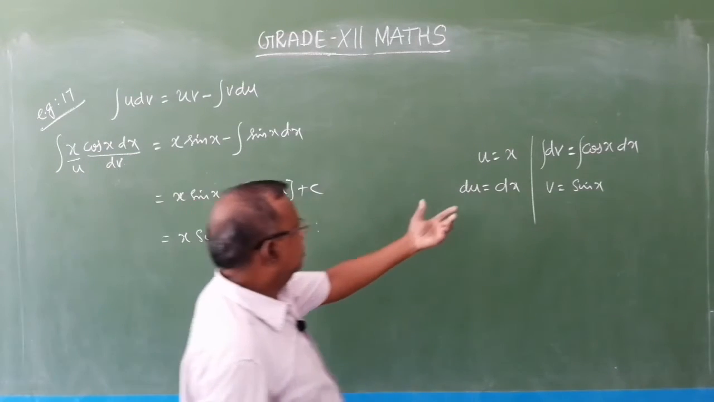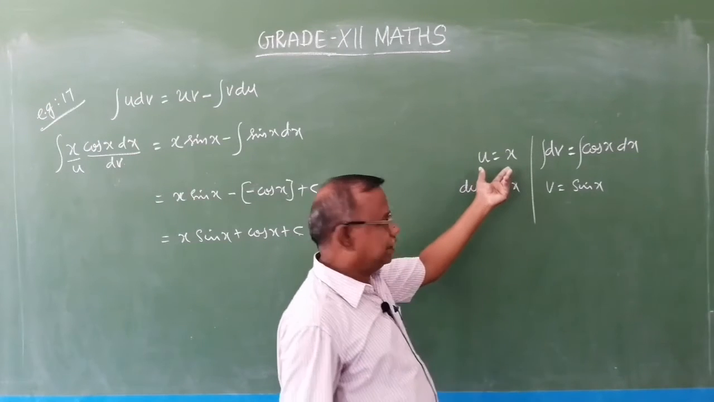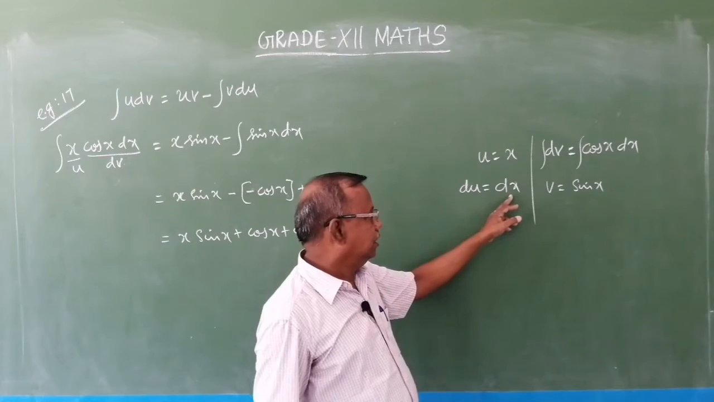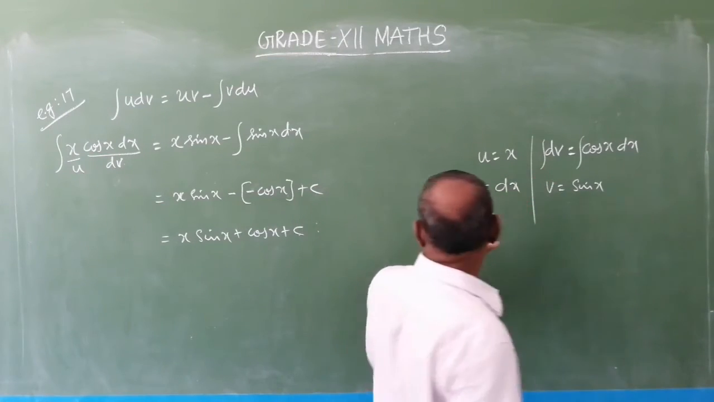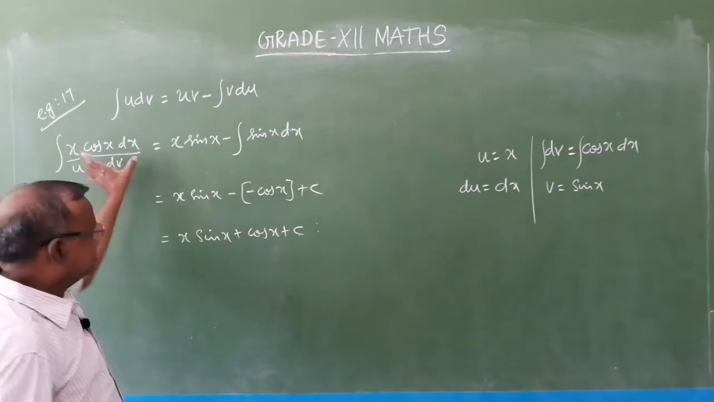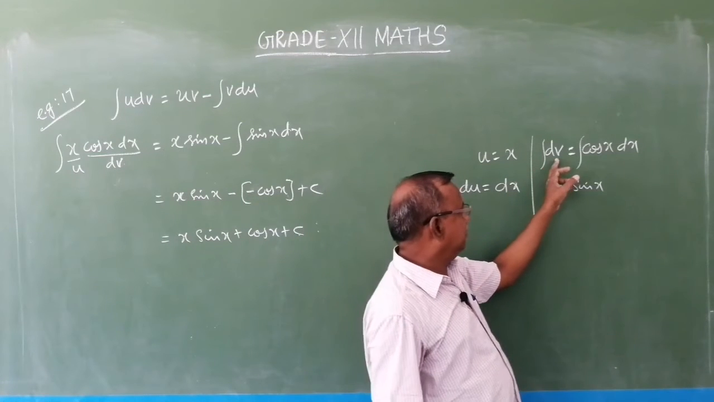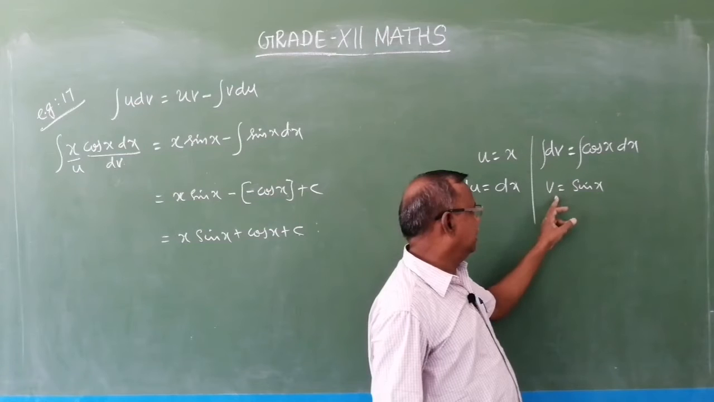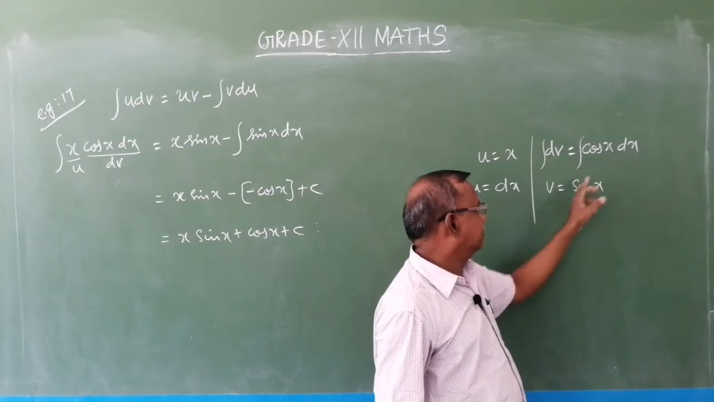So here u equal to x means differentiating, du equal to du by dx equal to 1, or du equal to dx. Now integrating dv, the dv is nothing but cos x into dx. So integral dv equal to integral cos x into dx. So integrating dv equal to v, and integral cos x dx equal to sin x.